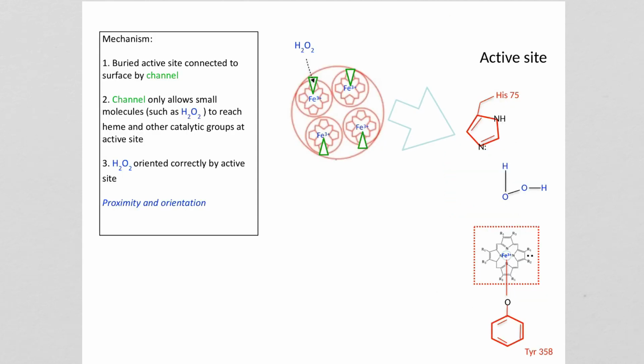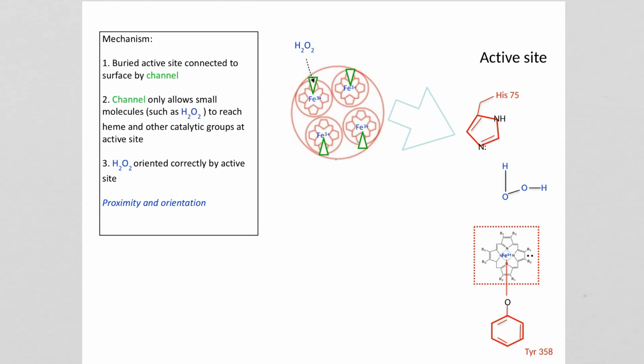So let's look at how catalase works. If you look at the structure of catalase, there is this channel that connects the surface to the active site. And this channel allows only small molecules such as hydrogen peroxide to diffuse to the active site of the enzyme. And once hydrogen peroxide diffuses to the active site of the enzyme, it is oriented correctly by the groups of the active site. And this is once again what we call the proximity and orientation strategy that enzymes use to catalyze reactions.